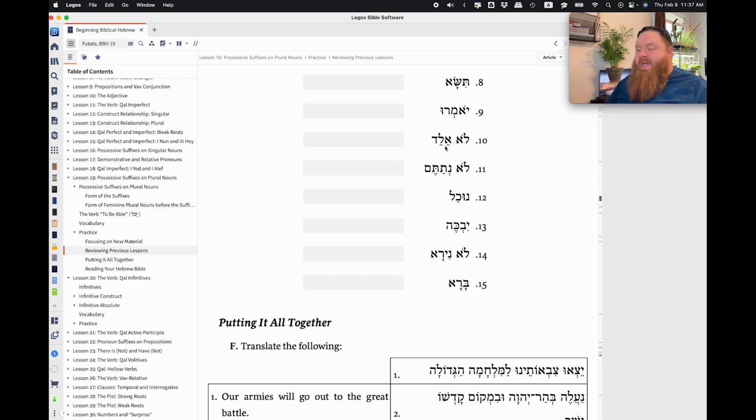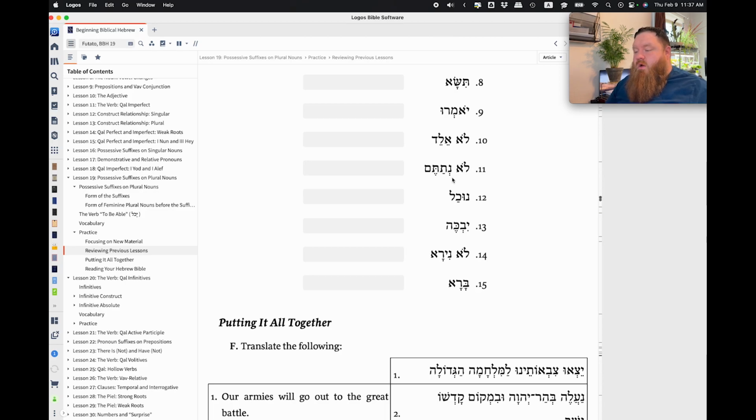Number 10, lo elade. Again, seri seri pattern. That tells me that I've got an aleph prefix on a 1 yod vav. Yod lamed dalet would be yalad, to beget. So the aleph prefix here would mean I will beget, but it's lo, so it's I will not beget.